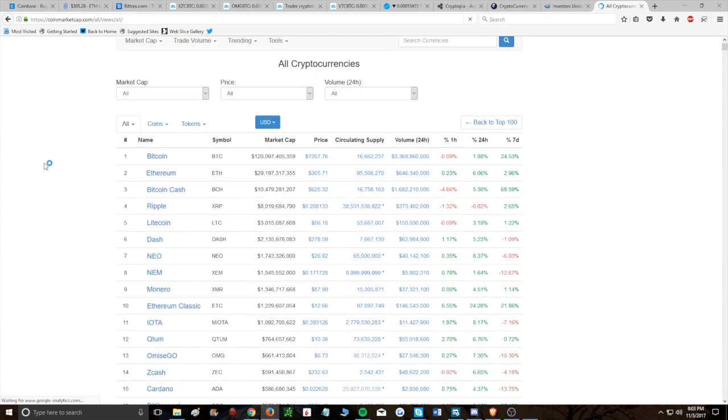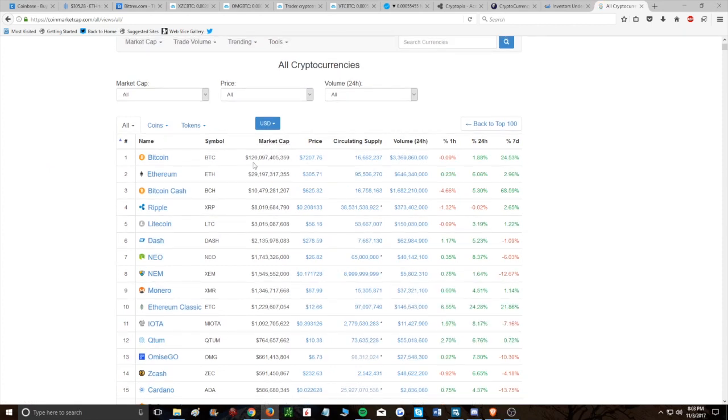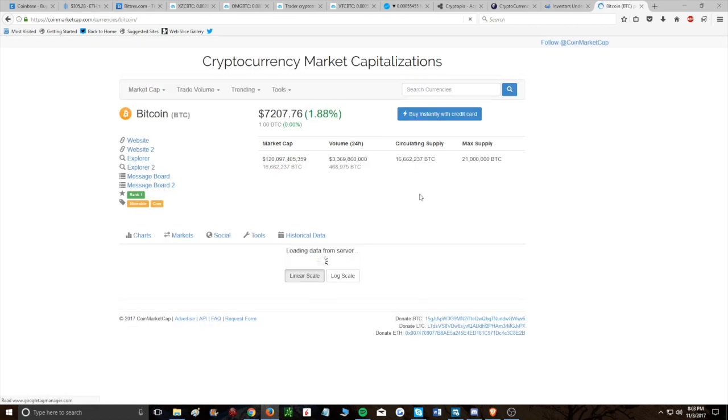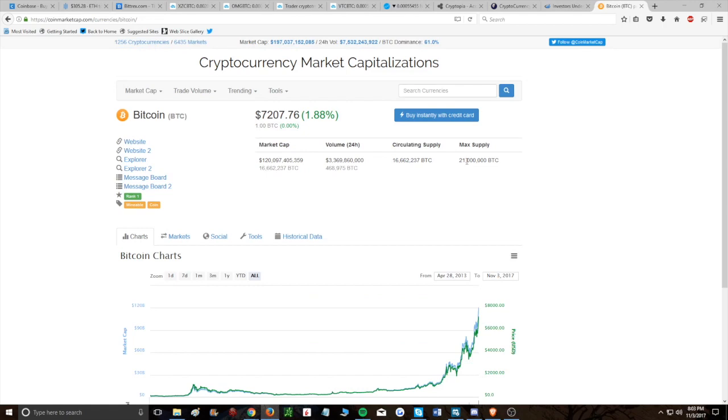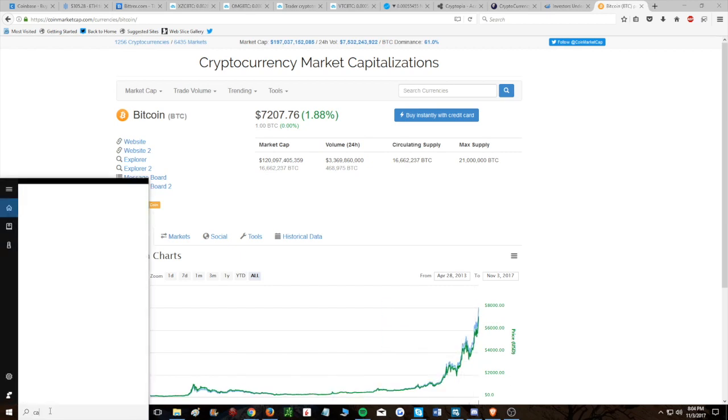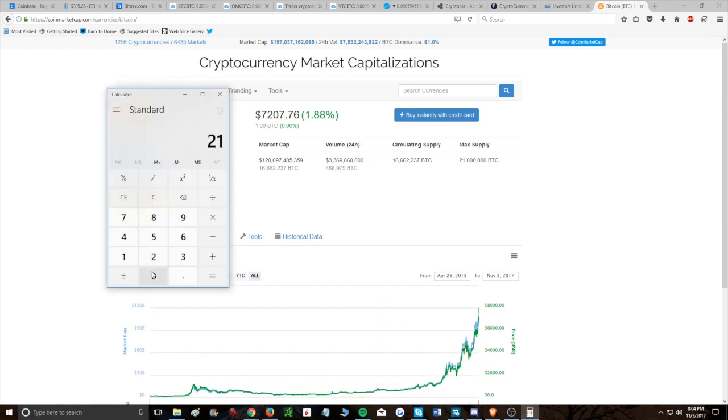Another good useful tool is just looking at the market cap. We could see that Bitcoin currently is a $120 billion market cap. And the market cap is determined by adding the total supply, this number right here, multiplied by the price. So 21 million times 7,207, and let's do it real quick. 21 million supply times 7207.76.